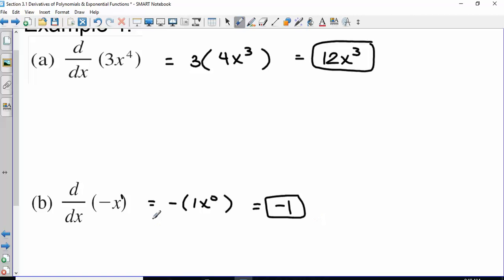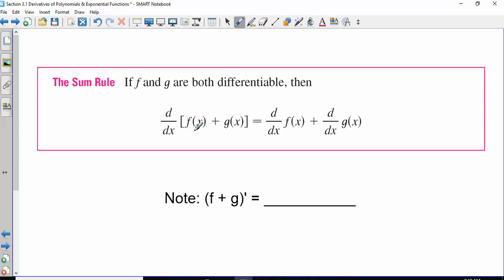It also works out that if you have multiple terms, you can do the derivative of each term separately. So the sum rule says if you have the derivative of two functions added together, you do individual derivatives, or you could write it as f prime plus g prime. Do you guys want the proof, or do you want to just accept it? Just accept it, everybody's okay with that?